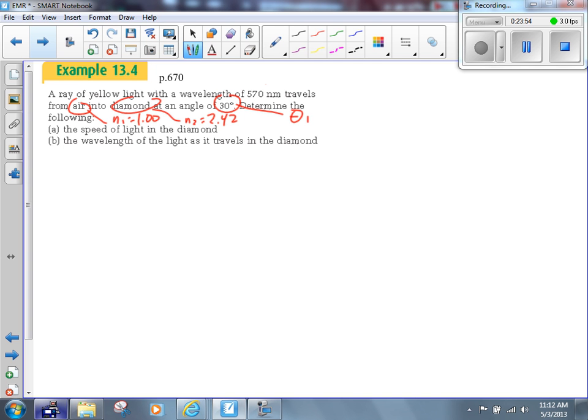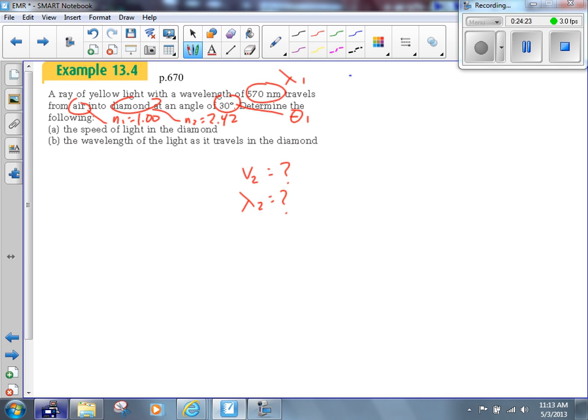We have a wavelength of light. We'll call that lambda 1. Okay, that's the wavelength that it is as it's going in. We want to find the speed of light in the diamond. In other words, we want to find V2, and we want to find lambda 2, the wavelength of the light as it goes into the diamond. There is only one equation, really, that we use here, but there's 4 parts to it. Try things until you get what you're looking for.